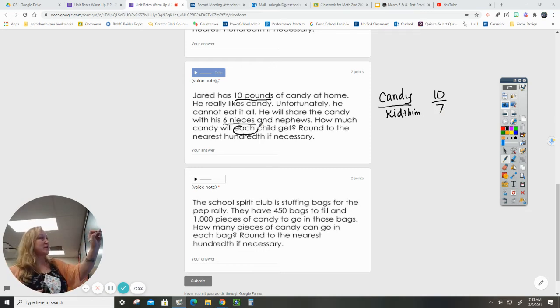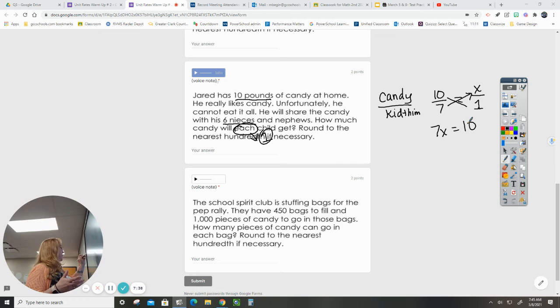But then it's asking about each. Each means 1, so 1 unit. But that is 1 child, including him, is unknown. So these are a little tricky sometimes to set up, but once we set them up, it's cross multiply. Divided by 7, divided by 7. X equals 10 divided by 7 is 1 point, I don't know.